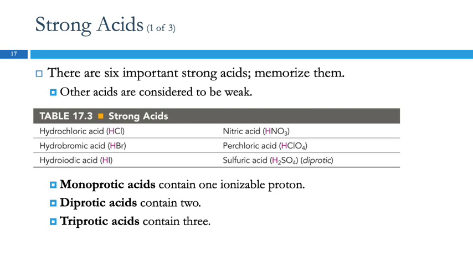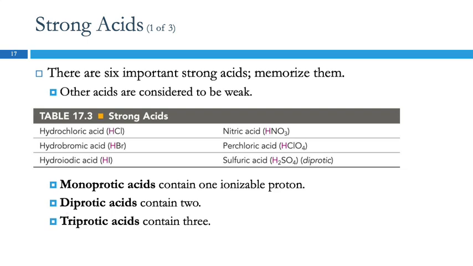So we can talk about acids as being monoprotic, diprotic, or triprotic. So protic refers to proton, and the prefix in front tells us how many of those ionizable protons there are. So a monoprotic acid has just one hydrogen. So these guys, most of them are monoprotic acids. They can only donate one hydrogen ion.